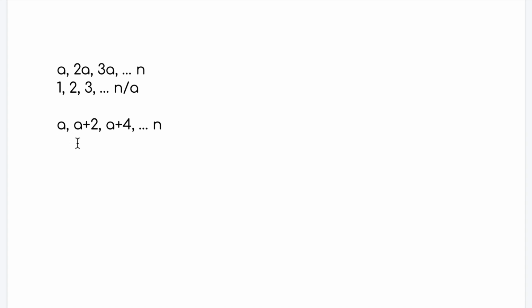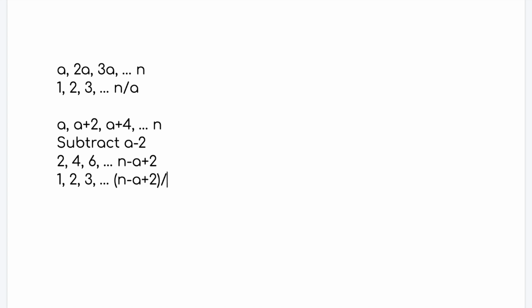Well, we just subtract A minus 2, because A minus 2 is going to be 2. So if we subtract A minus 2 from all of this, then we're going to get 2, 4, 6, all the way up to n minus (A minus 2). That's going to be n minus A plus 2. Now we just divide it all by 2. So that's going to be 1, 2, 3, up to (n minus A plus 2) divided by 2.